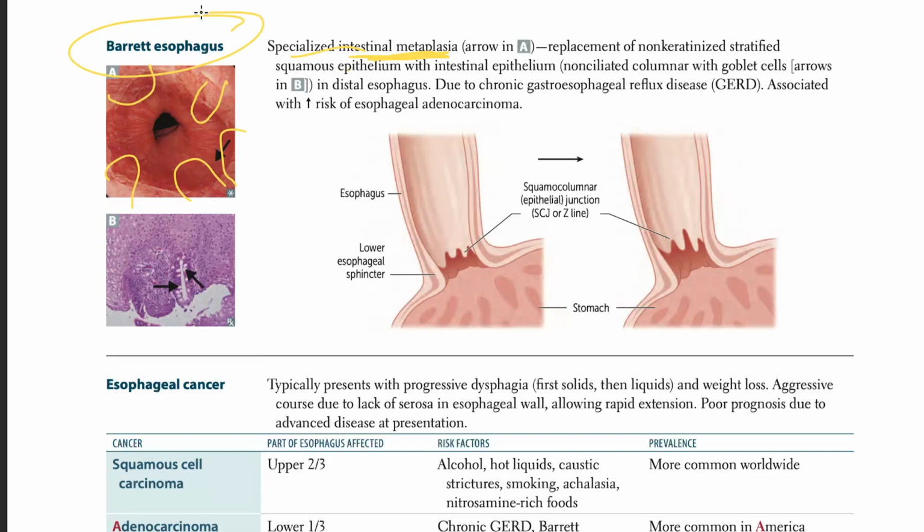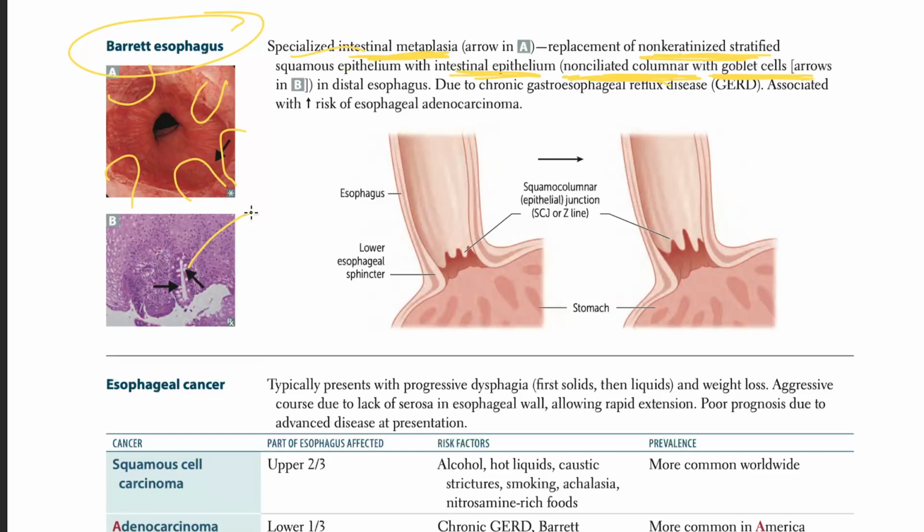It is the replacement of non-keratinizing, very important, non-keratinizing stratified squamous epithelium with intestinal epithelium, which is a non-ciliated columnar epithelium with goblet cells. So non-keratinizing stratified squamous has been converted to non-ciliated columnar cells with the goblet cells. Arrows in B. Look at these goblet cells. Okay, and these are the non-ciliated columnar cells with the goblet cells.